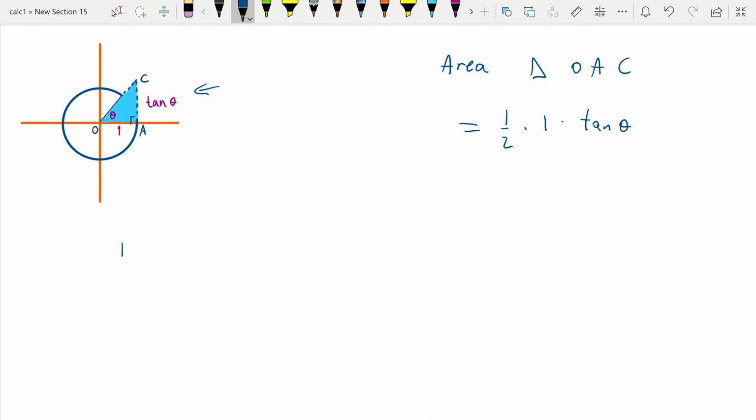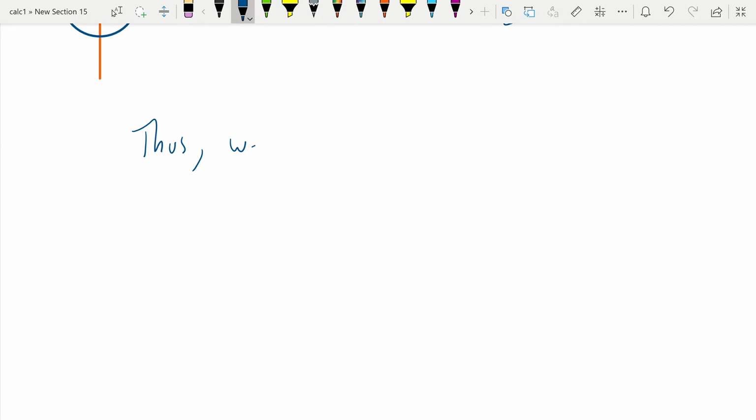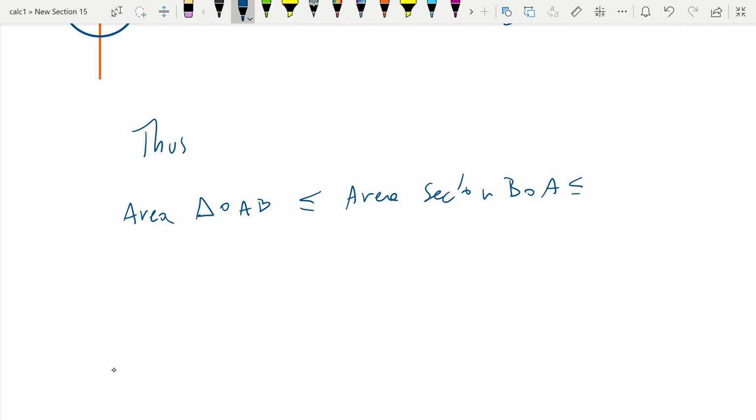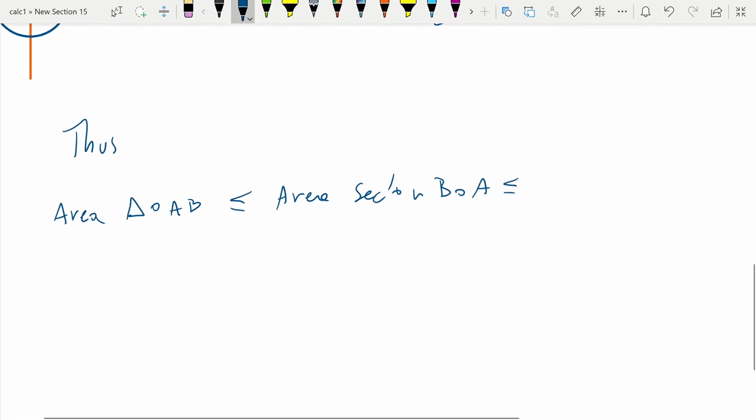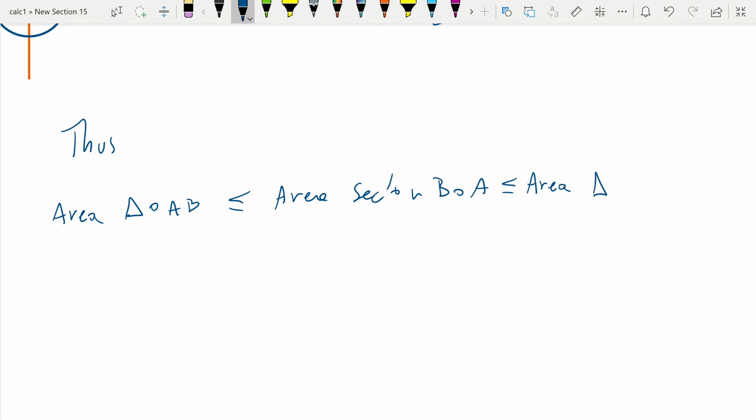The area of the first triangle, if you remember, thus, the area of the triangle OAE is less than or equal to the area of the sector BOA, which is then in turn less than or equal to the area of the bigger triangle, which we just saw, the area of the triangle OAC.